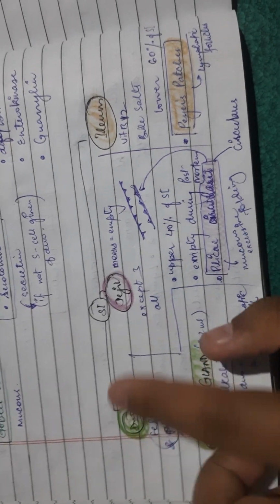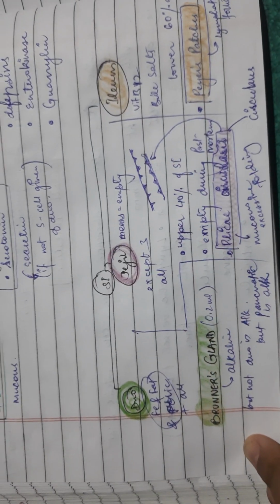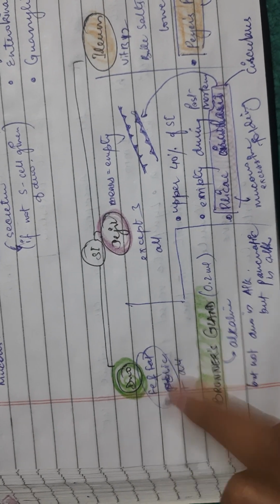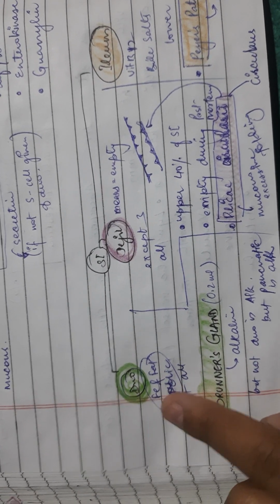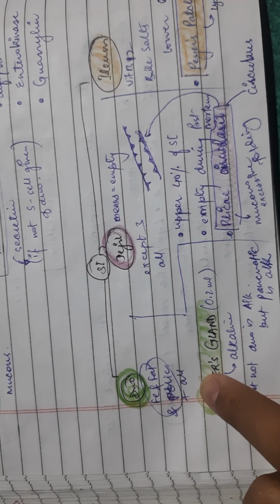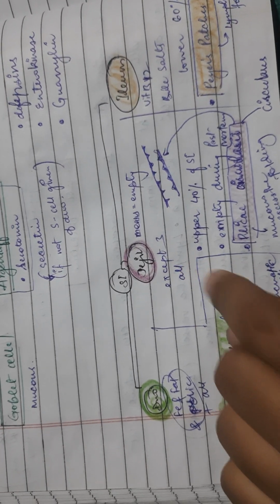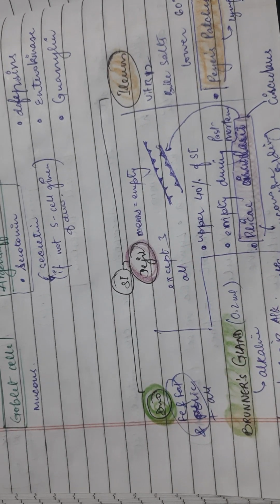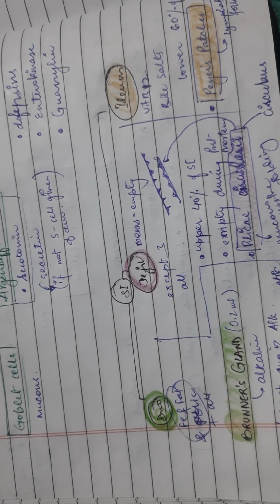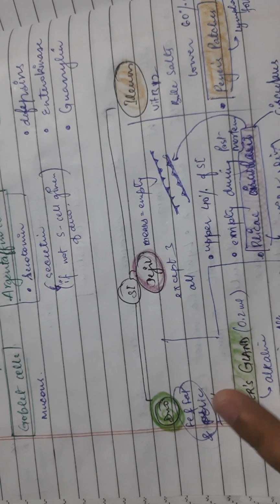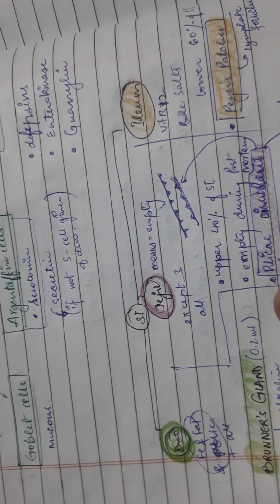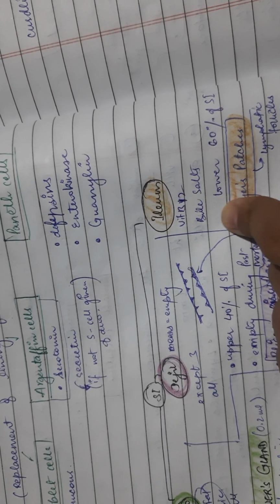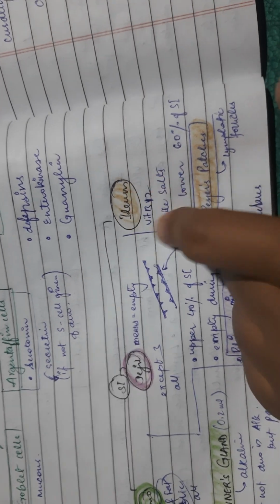Then the small intestine: duodenum, jejunum, and ileum. This is very complicated, but it is very important. In the duodenum, iron, fat, and folic acid are absorbed. In the jejunum, everything else like calcium is absorbed, except iron, fats and folic acid. And in the ileum, vitamin B12 and bile salts are mainly absorbed.